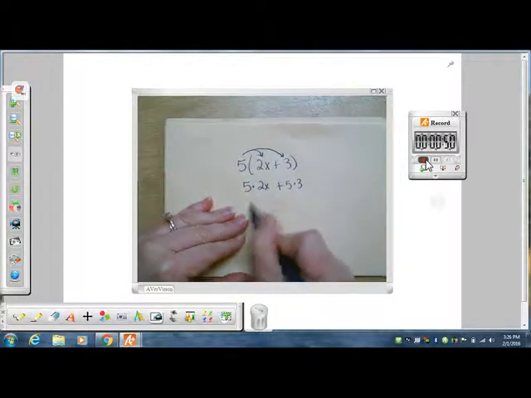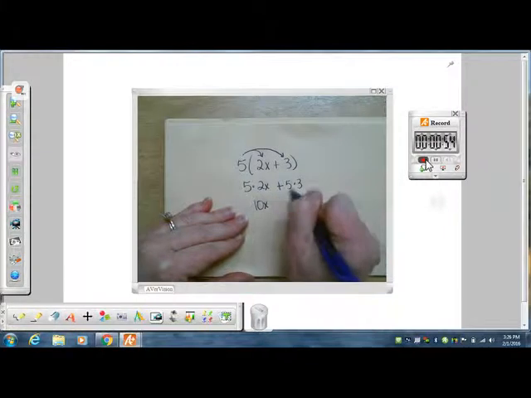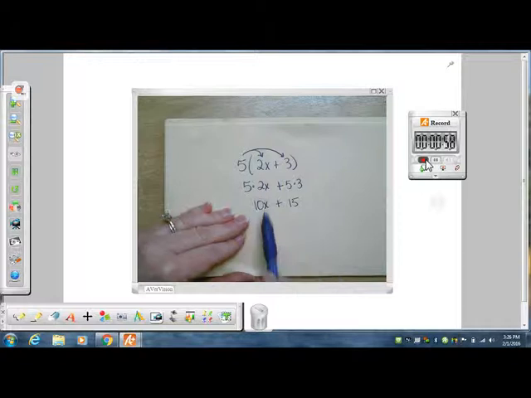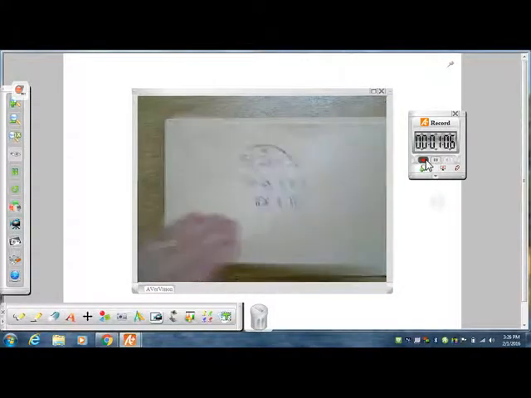Well, I can simplify that more because I can take 5 times 2 to get 10x, and I can take 5 times 3 to get 15. So when I distribute, I end up with 10x plus 15. Okay? So I have 5 groups of those basically. So 10x plus 15.